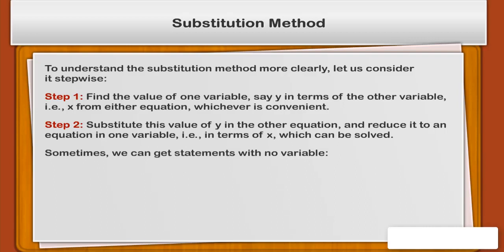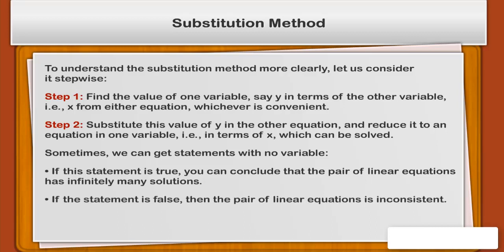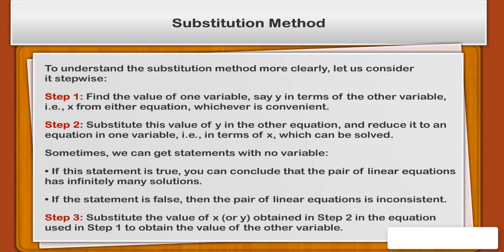Sometimes we can get statements with no variable. If this statement is true, you can conclude that the pair of linear equations has infinitely many solutions. If the statement is false, then the pair of linear equations is inconsistent. Step 3. Substitute the value of x or y obtained in step 2 in the equation used in step 1 to obtain the value of the other variable.